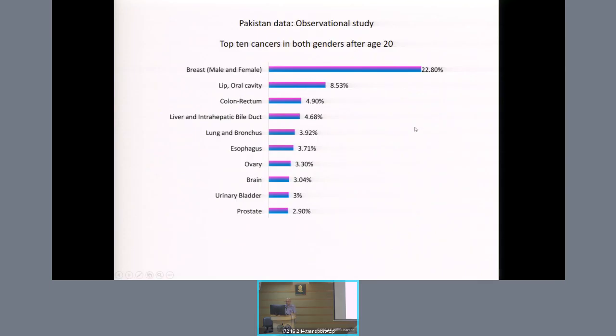This is a paper published in 2023. It is an observational study. Breast is included for both, because breast cancer is also found among men, though it is rare, but not uncommon. It is about 2 to 3%, but they do develop breast cancer, and they are aggressive. So at the top is breast cancer, followed by oral cavity cancer, then colorectal cancer, then liver cancer and gallbladder cancer. Lung cancer comes at 5th position.